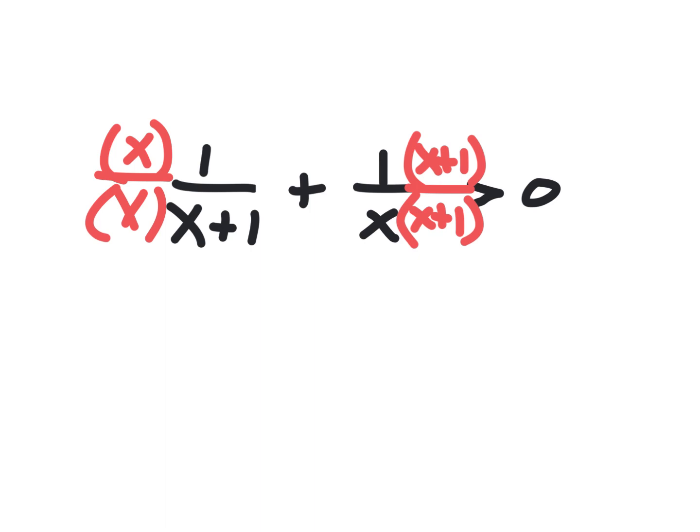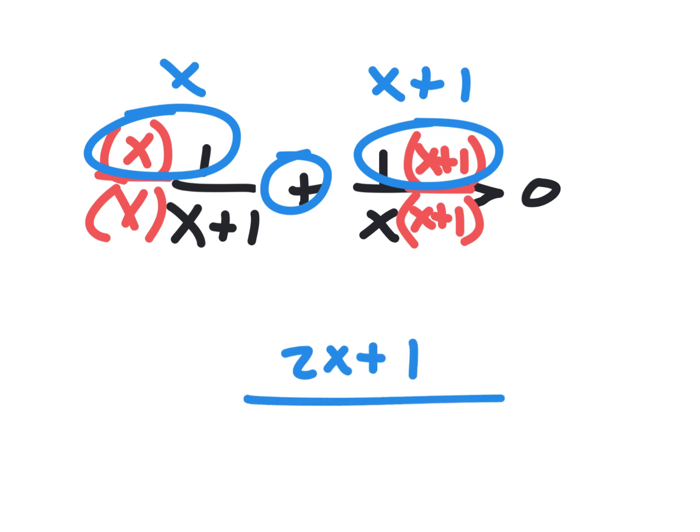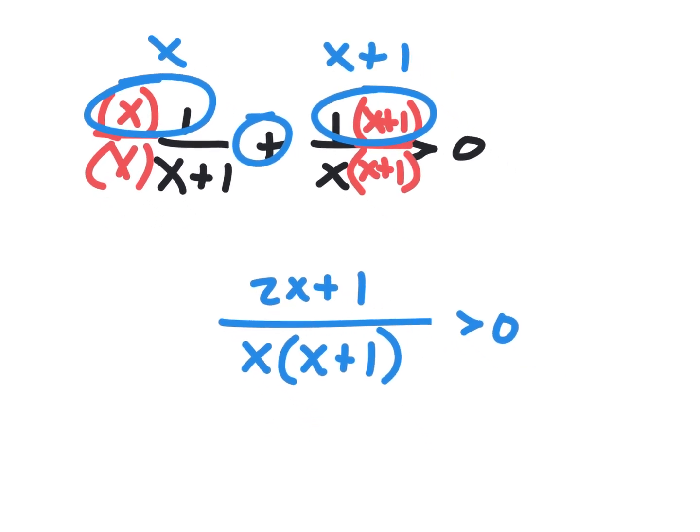And now, on the top, I have x plus 1. I can do better than that. I can actually put them together. X plus 1 is 2x plus 1 on the top. And on the bottom, don't multiply it out. I know you can, but then you just have to factor it again. So leave it factored, and there we go.